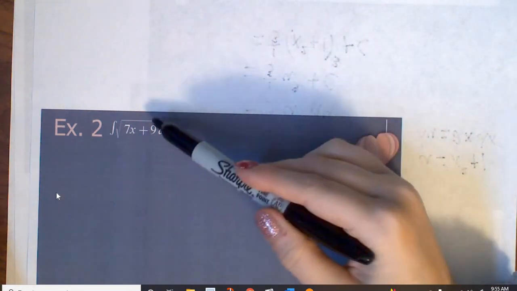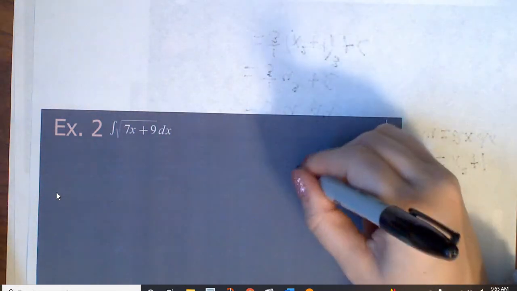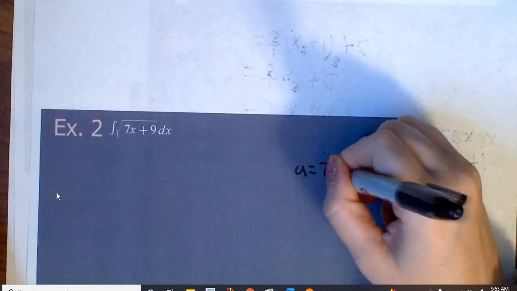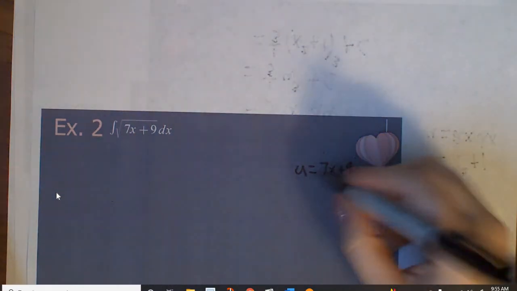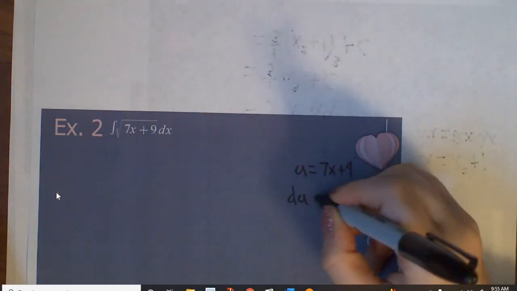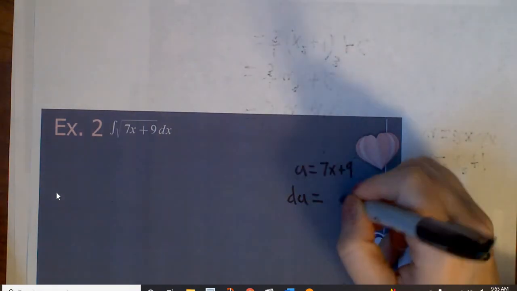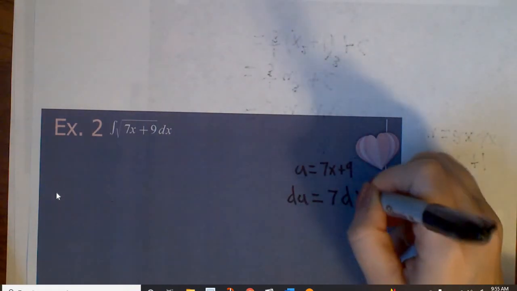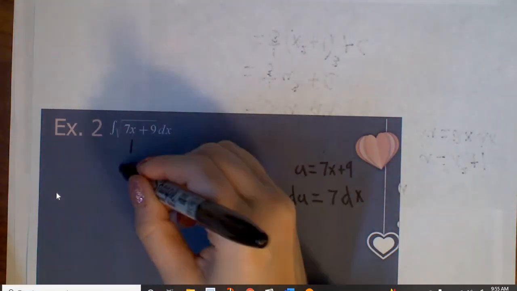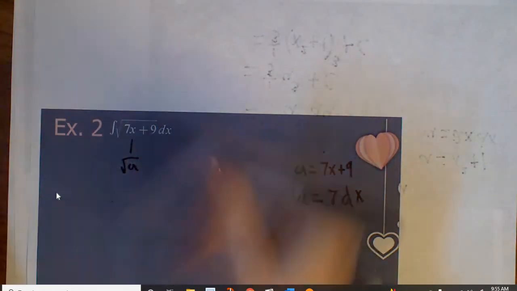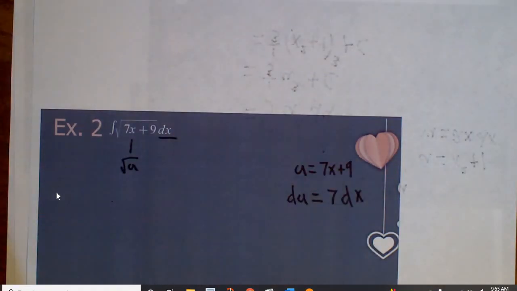So again, my outside function is my square root, which means that I want to allow my inside function, 7x plus 9, to be my u. So again, I'm going to take the derivative to find my du. We get 7 dx. So this time, my square root is going to become the square root of u. My dx is going to be taken care of by my du. But notice that we have an extra 7 here. I don't have a 7 in my integral this time.